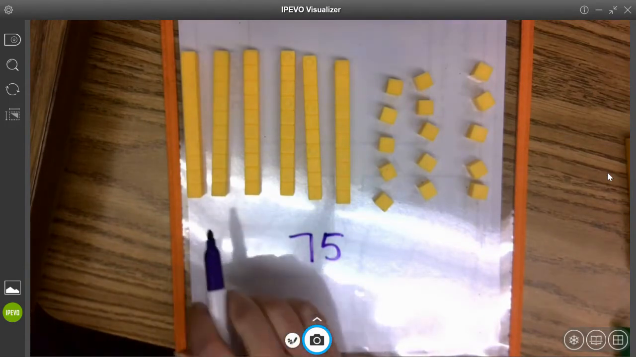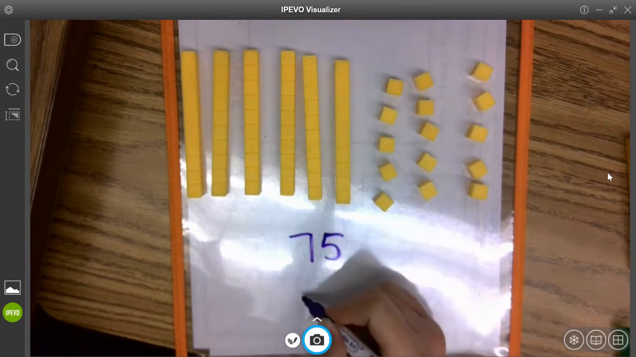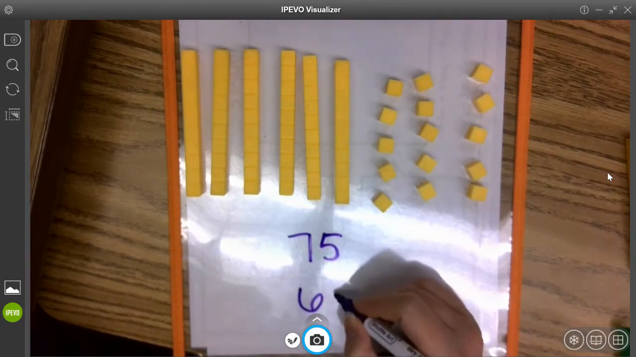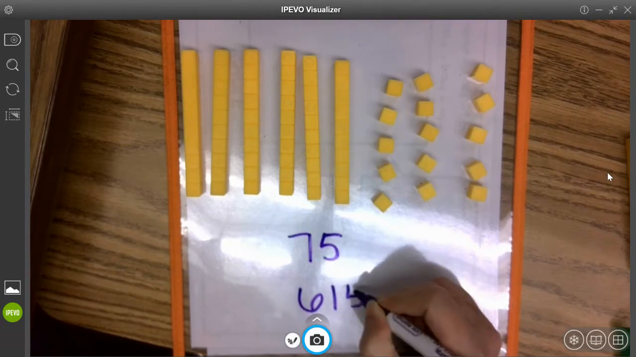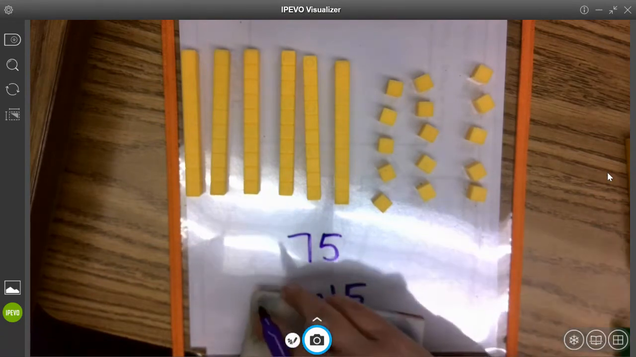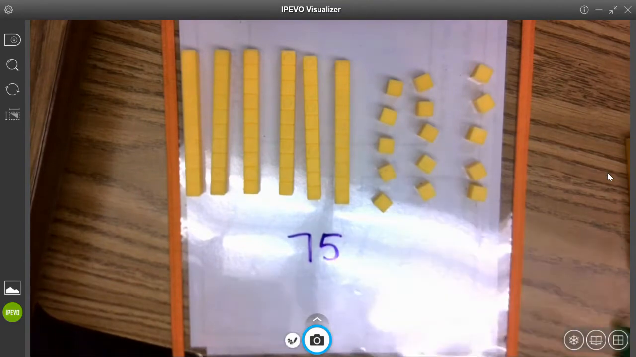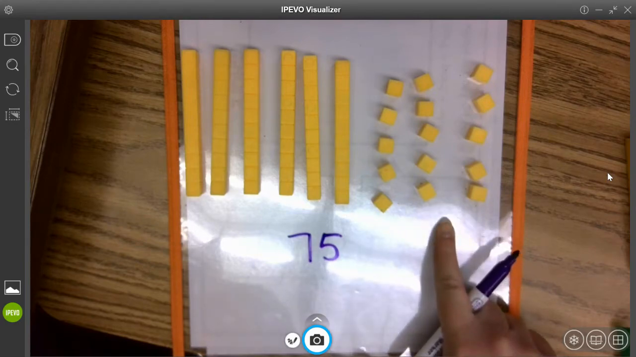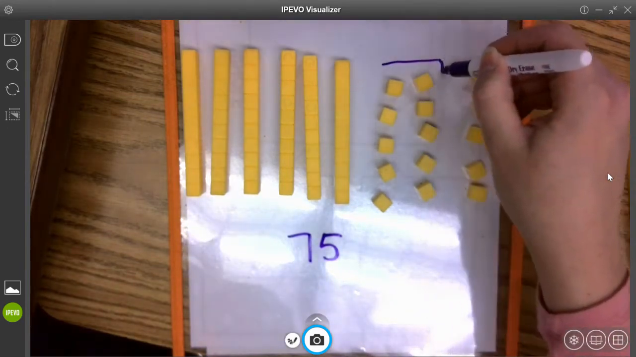Okay, but I only see 6 10s. So here I see 6 10s and I see 15 ones. But if I write it out that way, 6 and 15, oh, that looks like 615. And do we have 615? No. Okay. So the first thing we always want to do when we're looking at a model is see if we can make a group of 10 of anything. So we start on this side, we look at our ones. Can I make a group of 10? Yes, I can.